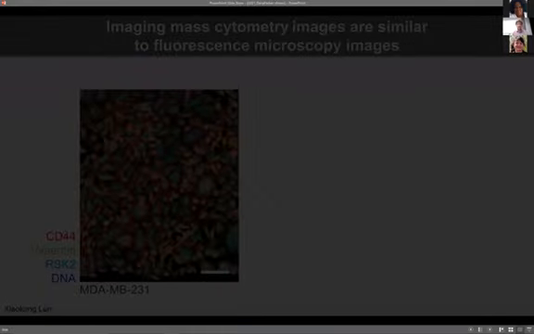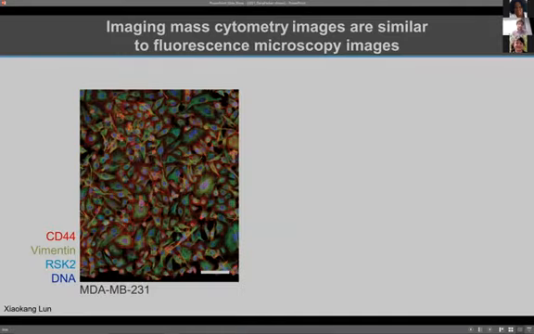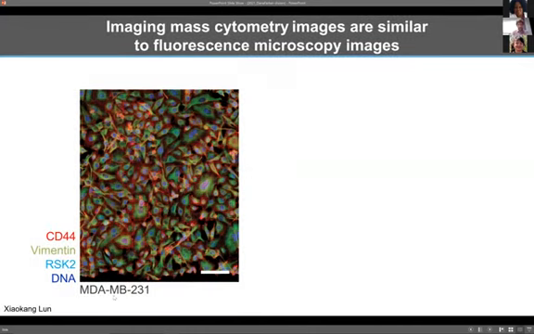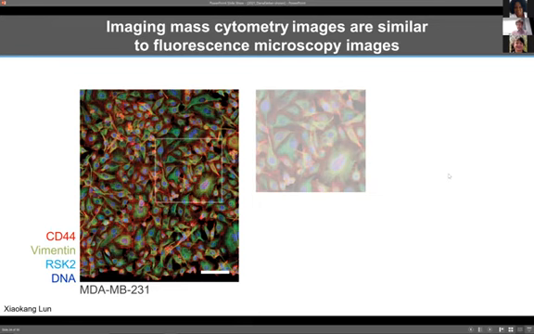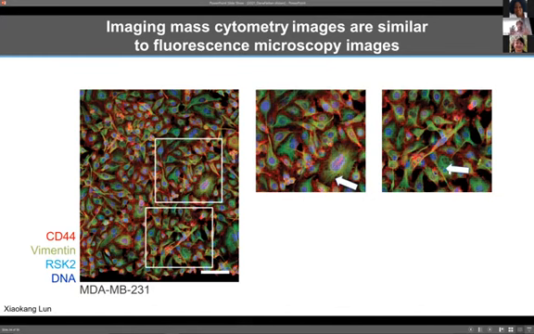The images that we can generate with imaging mass cytometry are really akin to fluorescent microscopy images. Here you see an MDA-MB-231 cell line, where in blue is DNA, in green vimentin, and in red you see CD44. If you zoom in, you see that we can nicely see the vimentin filaments of individual cells. Over here, we have a cell that is in mitosis. Also, I don't show it, but if you look at phosphorylated histone H3, you really see the chromosomes as they are pulled apart.